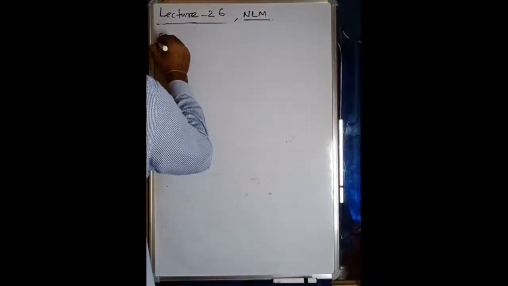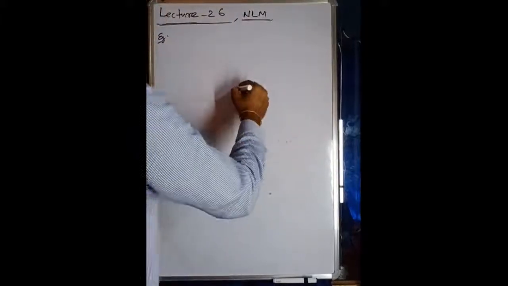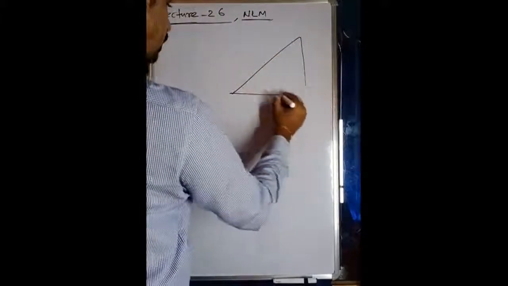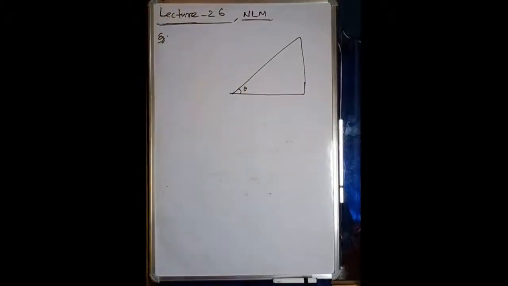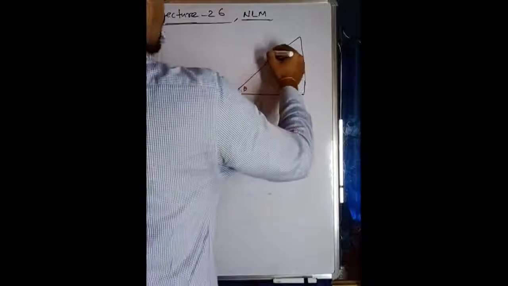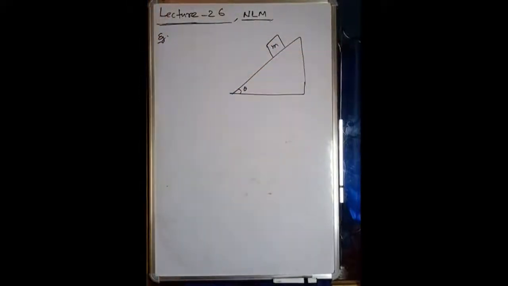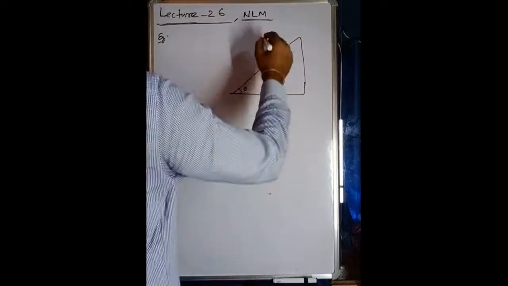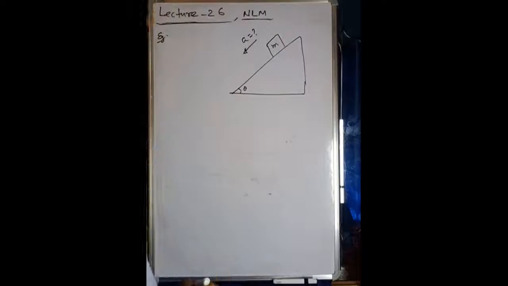Okay, so here is one question as an example. On an inclined plane, if the angle of inclination is theta on the base, if a block of mass m is kept, what will be the acceleration of the block? You have to find the acceleration.